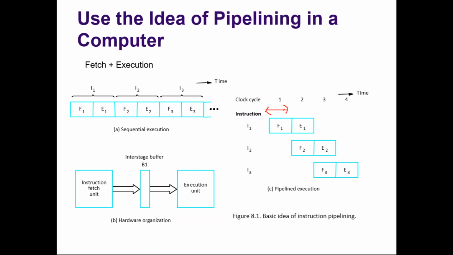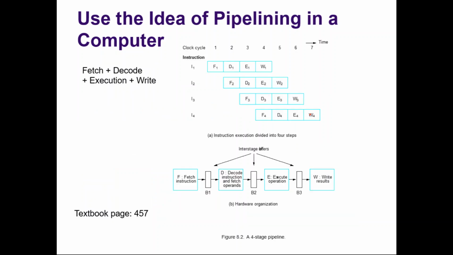That is, fetch requires one clock cycle, execute requires one clock cycle. All these things we assumed. But this is one of the requirements of pipelining also. That is, each unit should take exactly one clock cycle.